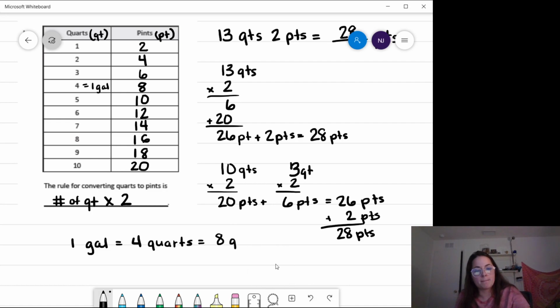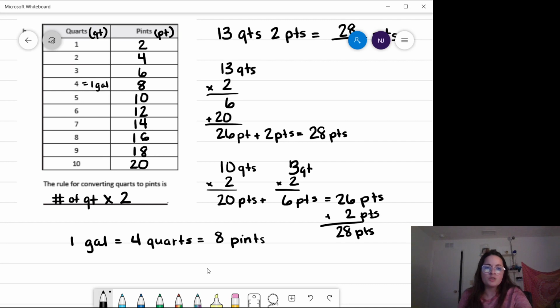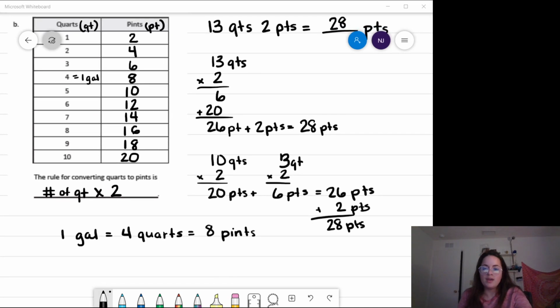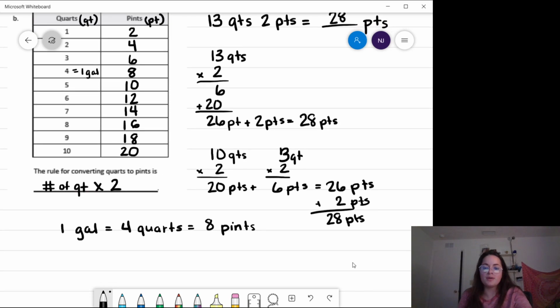Oops. Keep on getting my units mixed up. Equals 8 pints. So based on that information there, I want you to try and solve for the number of pints in 2 gallons, 3 quarts. Really gonna test those math skills. So 2 gallons, 3 quarts is equal to how many pints?